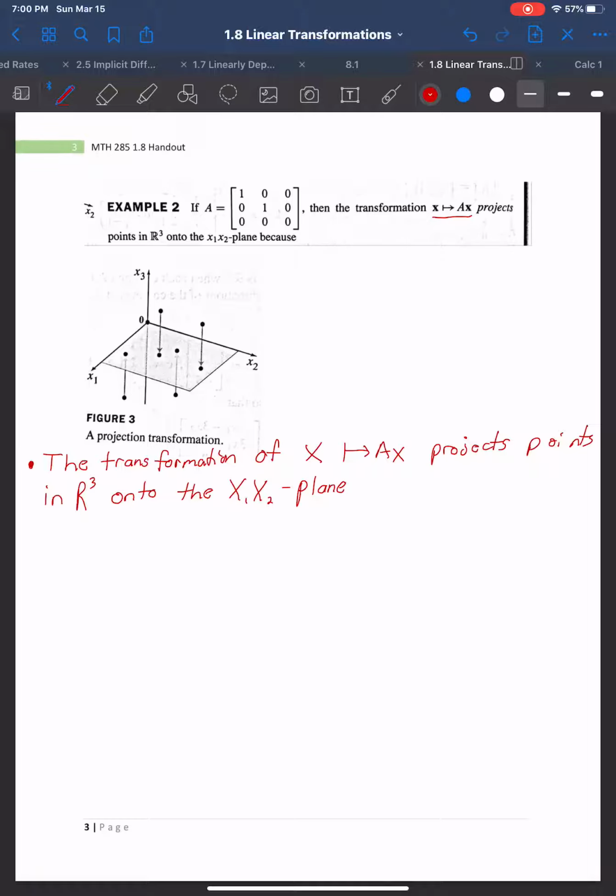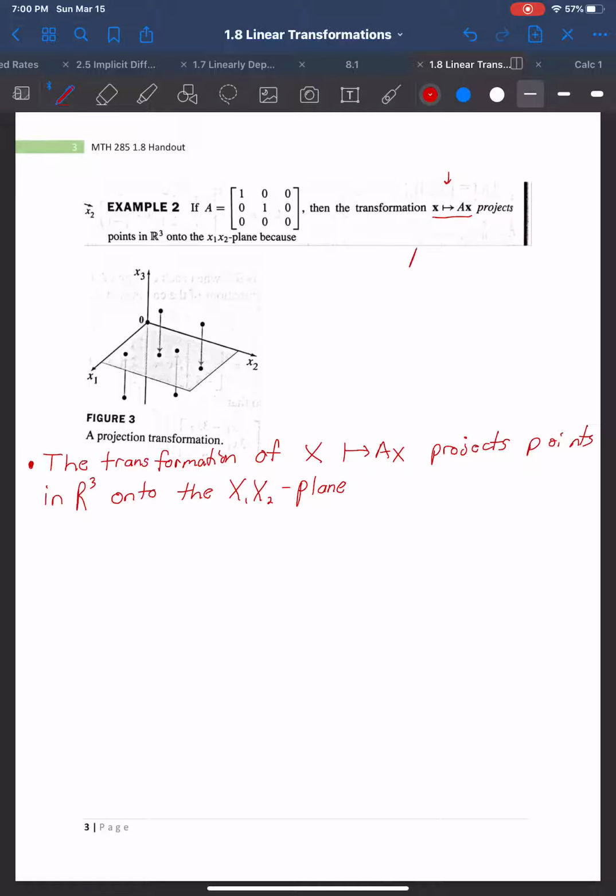So example 2, it says we're going to let A be the following 3 by 3 matrix. And then the transformation, so this is just some notation for transformation, x to Ax projects points in R3 onto the x1, x2 plane. Now I've kind of cut the question off here, so hold on for a second. So x to Ax, let's make sense of that for just a second.